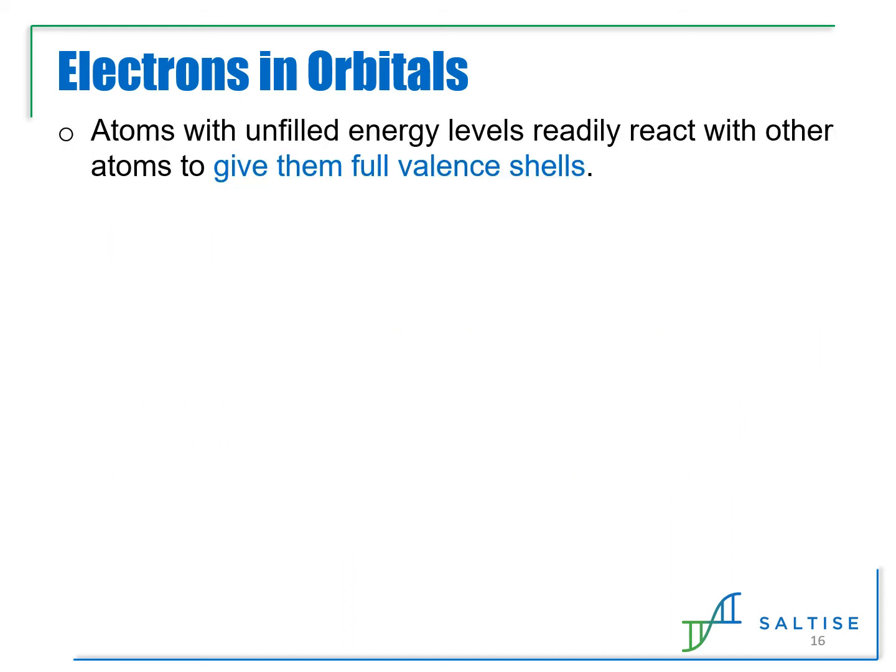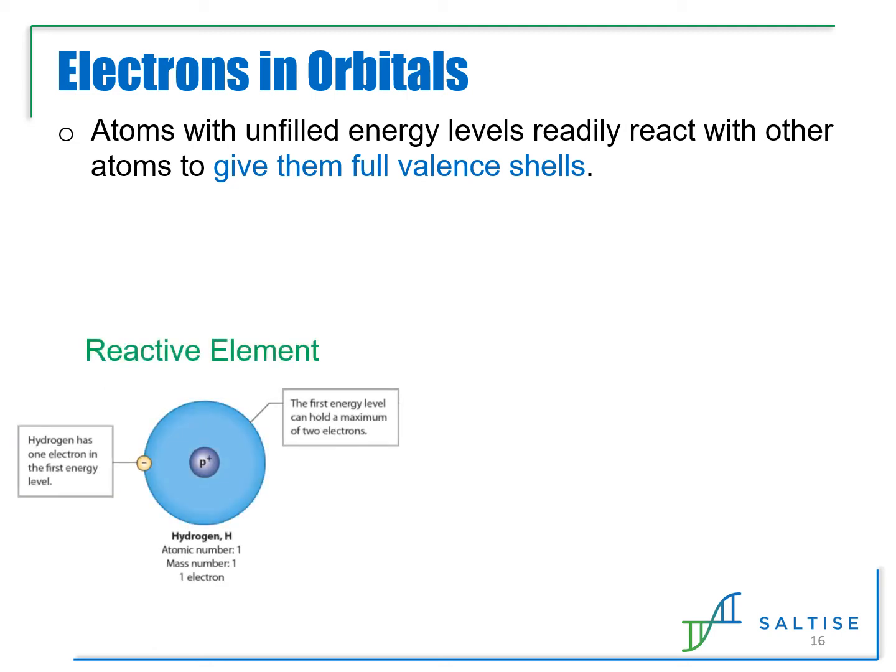On the other hand, if the valence shell is not full, the atom will react with another atom in order to fill their valence shell and become stable. Here we have a hydrogen atom. It has 1 electron sitting in its lowest energy orbital, but the orbital is also considered the atom's valence shell. And since there's room for 1 more electron, the hydrogen atom is actually quite reactive.